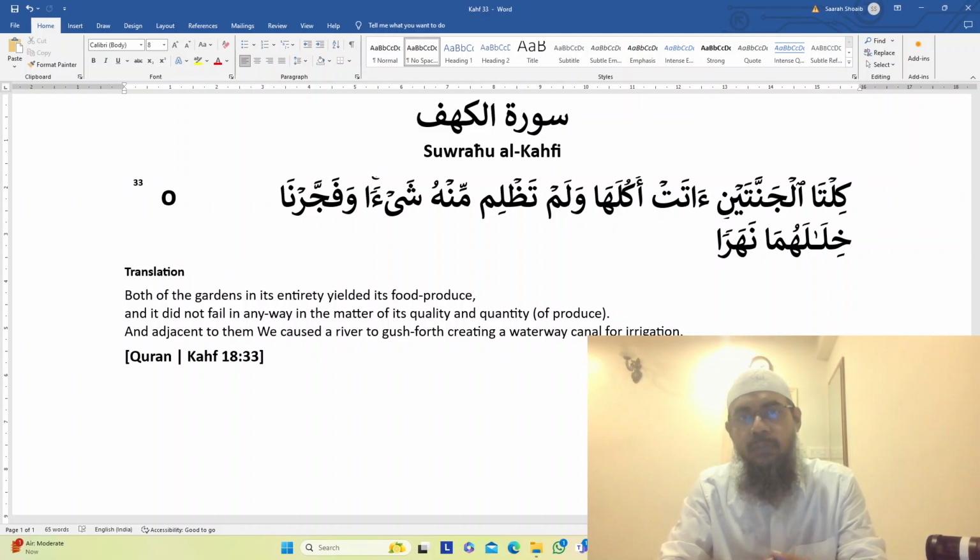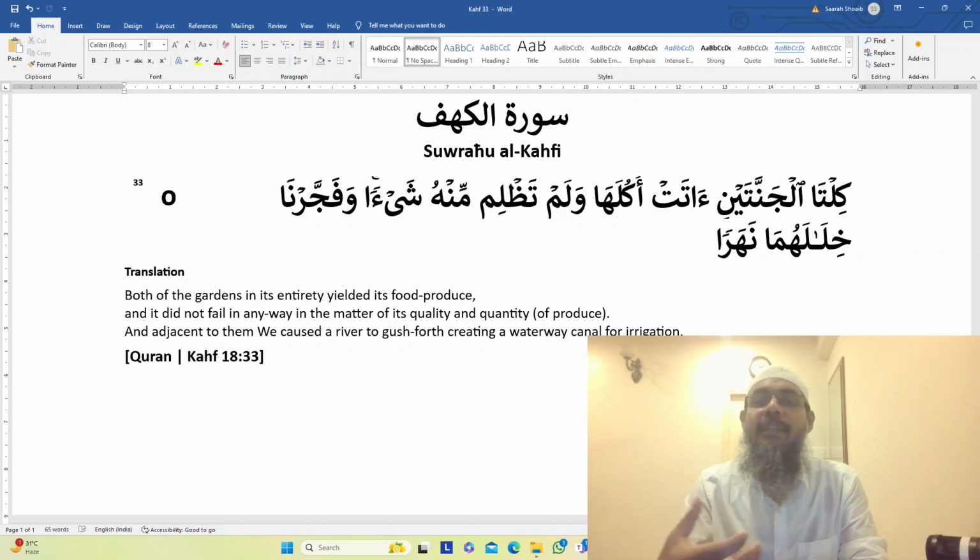or rather, how do we need to expand this also, minhu, in the matter of it. Instead of from it, in the matter of it is better, but not just in the matter of it, it's in the matter of its quality and quantity of produce. So now it begins to make sense. And it did not fail in any way in the matter of its quality and quantity of produce.